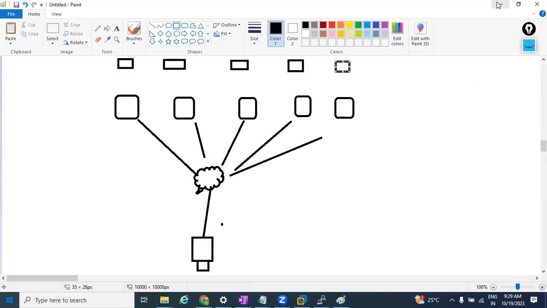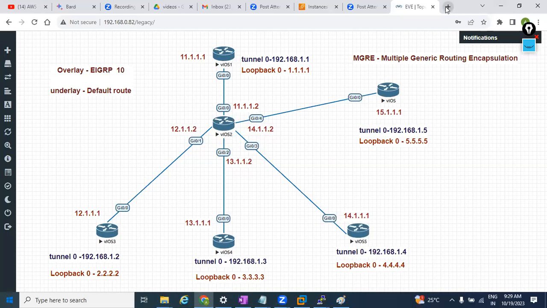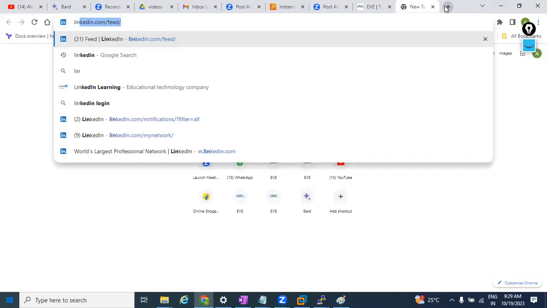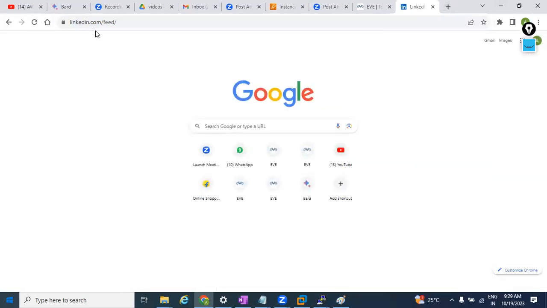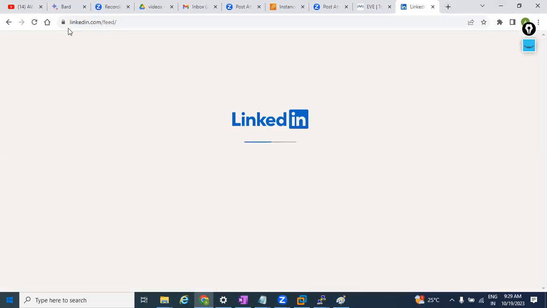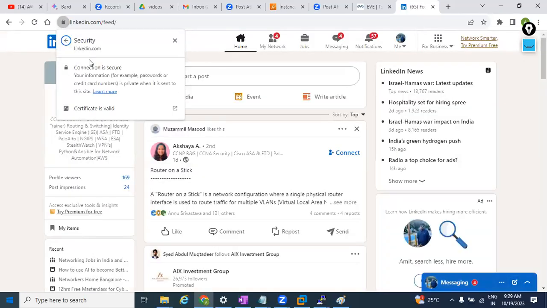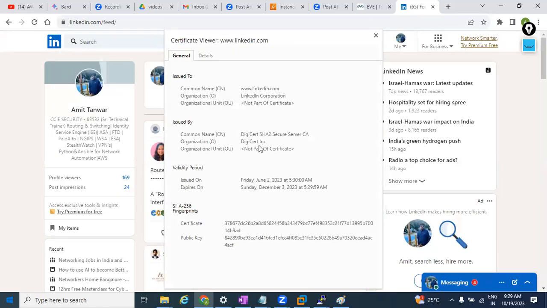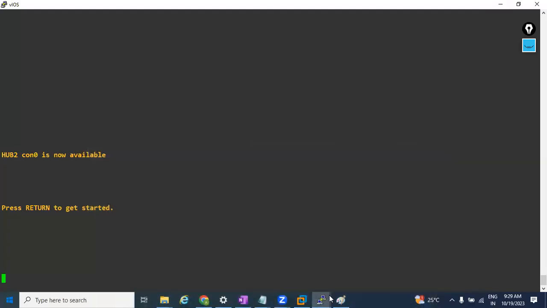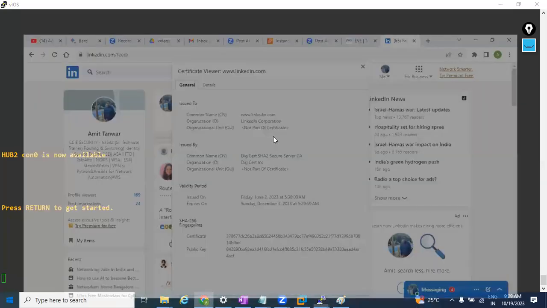Okay. So now let's consider, I'll go with LinkedIn. I'll show you. Click on this. Connection is secure. Click on the connection is secure, and the certificate is showing what? Valid here. Click on this. So now, is this visible or not? Because the size would remain the same.